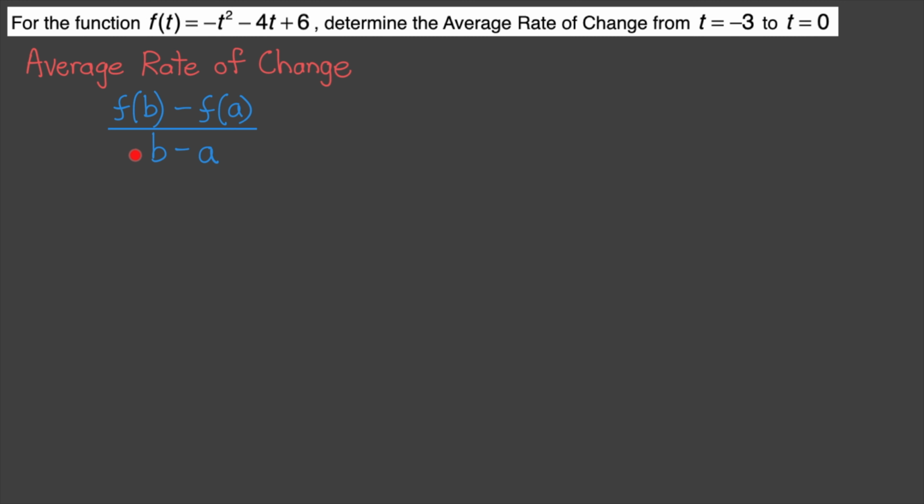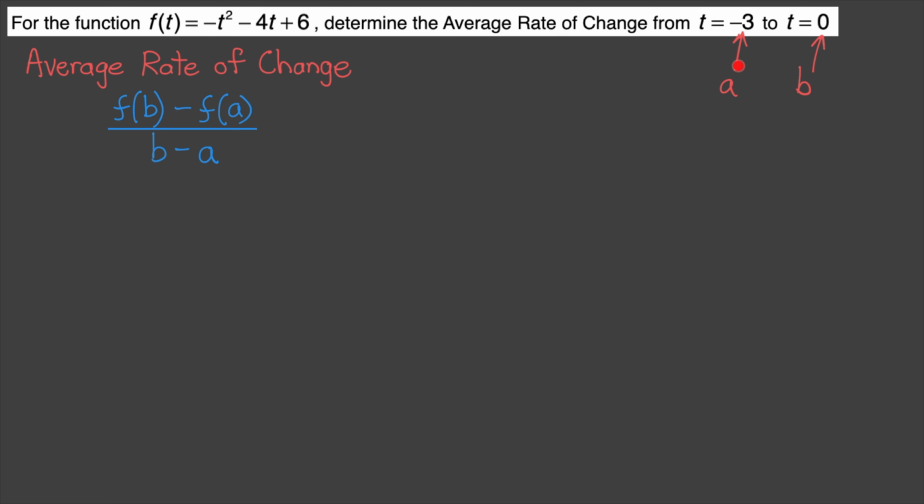Now, does this look familiar? Hopefully it does. This is actually slope. This is basically y2 minus y1 over x2 minus x1. So the average rate of change is a fancy term for slope. That's all we're finding right now. So our a and b values are the x values, or in this case, the t values of the 2 points. We don't know the y values of these 2 points. We just know the x values. So I'm going to call the negative 3 a and the 0 b.